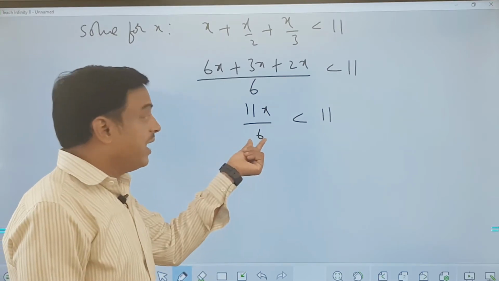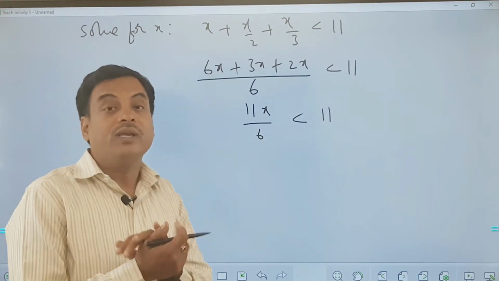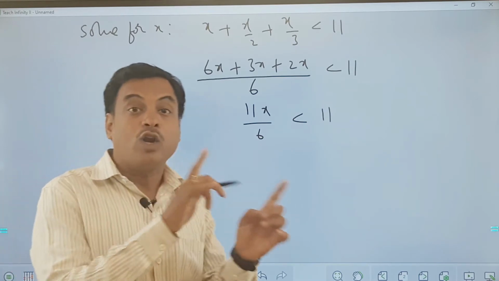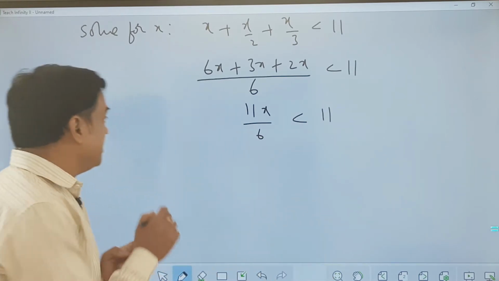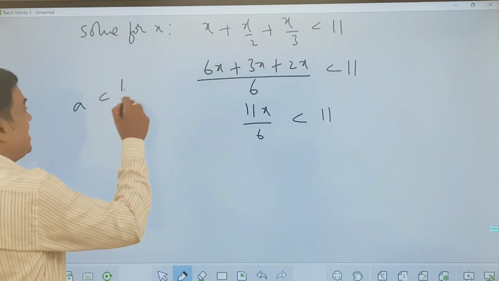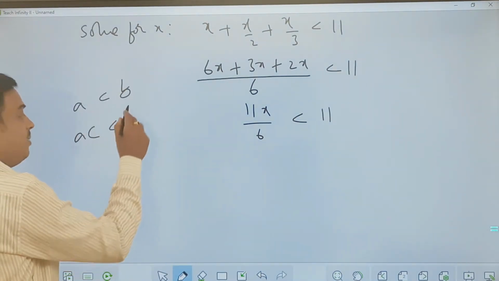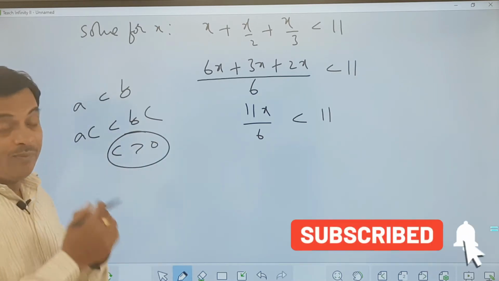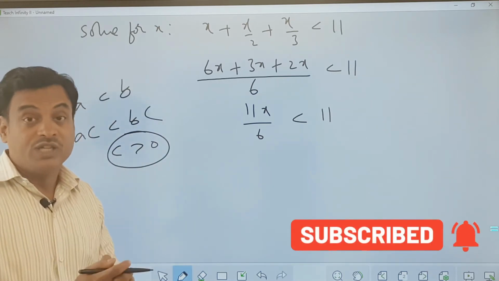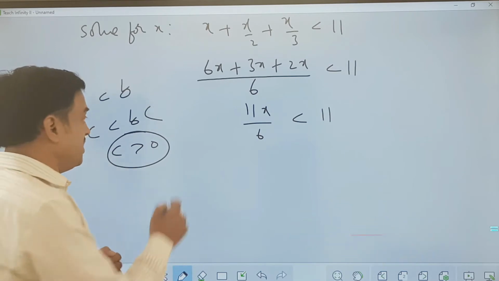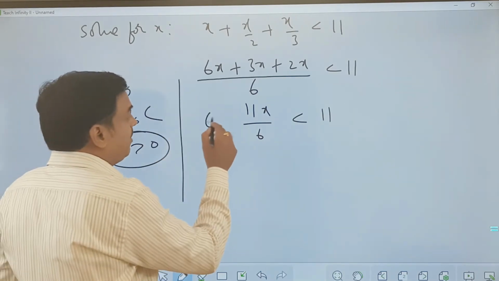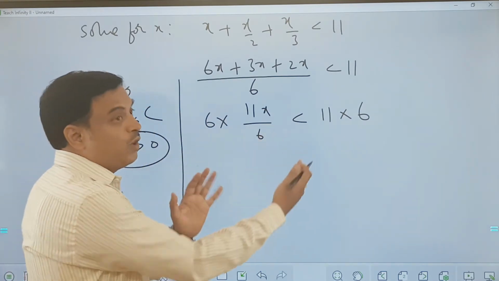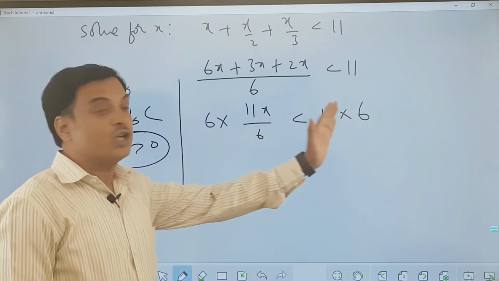But remember, while cross multiplying or directly doing any operation, make sure whether the inequality changes or not. You all remember this point: if A is less than B, then AC will be less than BC when C is greater than 0. So if I am multiplying a constant positive value on both sides, then the inequality won't change. So what I do, my friend, I am multiplying 6 on both sides. This is what exactly is happening here. Instead of doing all these, we simply say cross multiply.